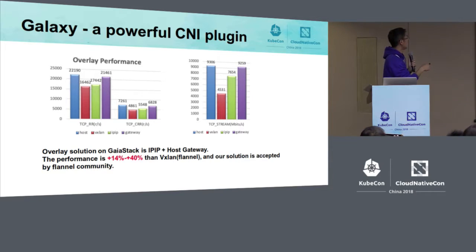this is a result comparison of running Galaxy on Flannel. While Galaxy's overlay solution chose IP plus host gateway, the other chose VXLAN, that is a Flannel mode. But as we can see on the slide, the performance for our overlay solution is 40% better than Flannel. That is to say, the mixed solution is better than the single Flannel solution.